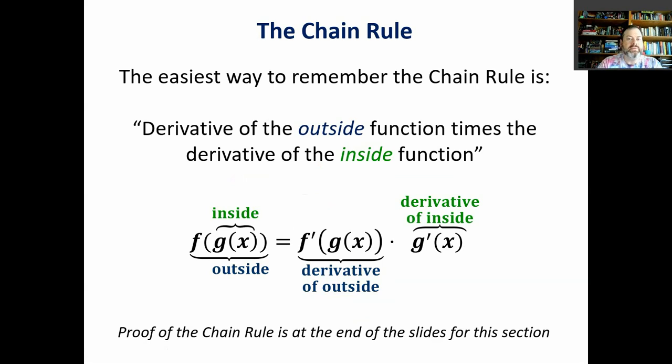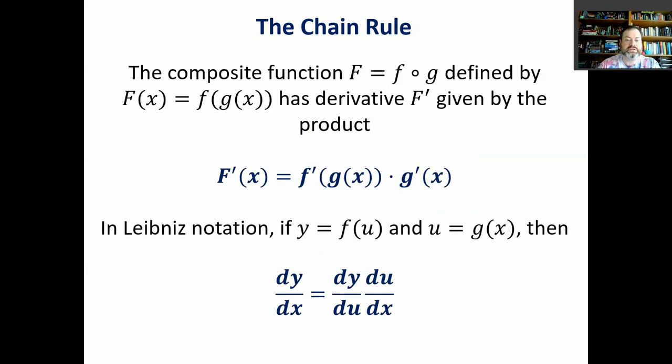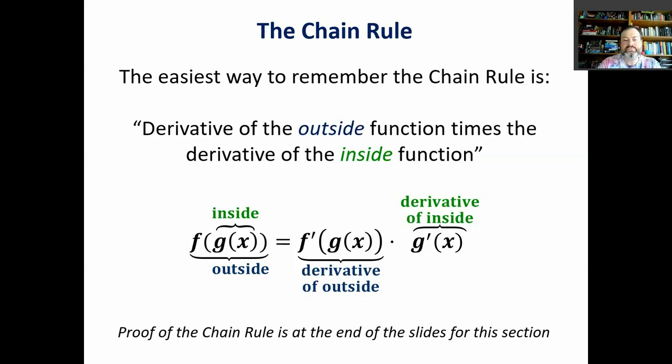So the easiest way to remember this is it's the derivative of the outside function times the derivative of the inside function. If the outside function is our f of x, or f of u using the Leibniz notation, the inside function is g of x. If you look at the formula, it kind of makes sense, right? It's the derivative of the outside, and notice that the inside function doesn't change. But then we multiply by the derivative of the inside function.